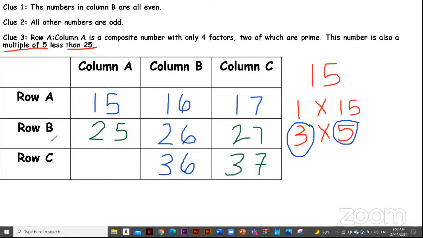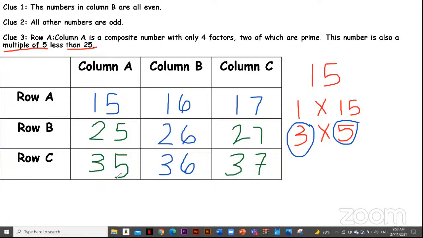Hold on. Row C, column A. Let me see what's happening here. Row C, column. Okay, row A, column A. Good. Row C, column A. I'm not seeing that one yet. All right. So Brianna say row C, column A is 35. And there we go. We have completed our hundreds chart.